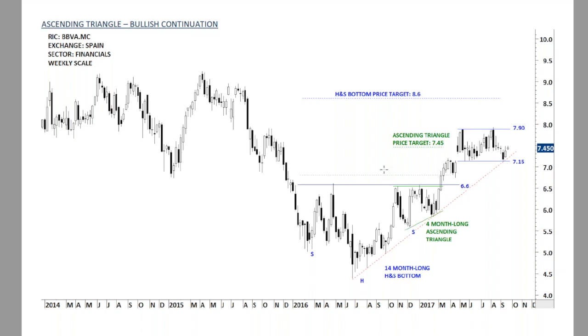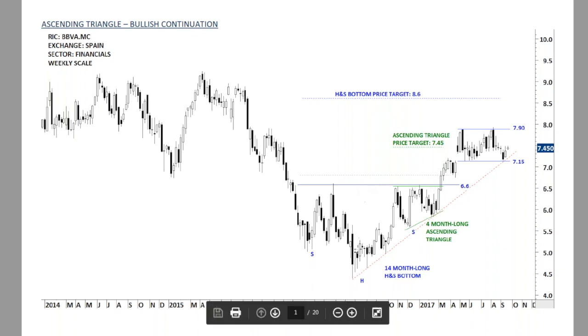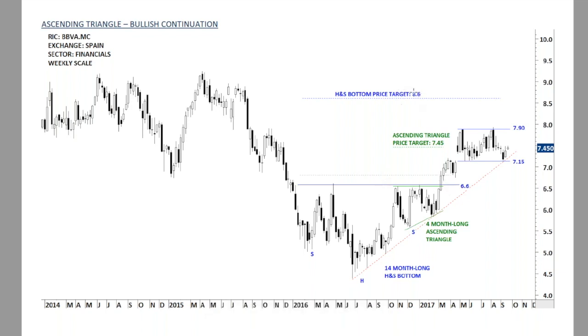And when we're looking at price targets, for most of the chart patterns we will be taking the width of the chart pattern at the widest point. So with, for example, head and shoulders bottom, we're looking at 6.6 and the lowest part of the head, taking that distance and adding it to the breakout point at 6.6, and that gives us 8.6 as the chart pattern price target.